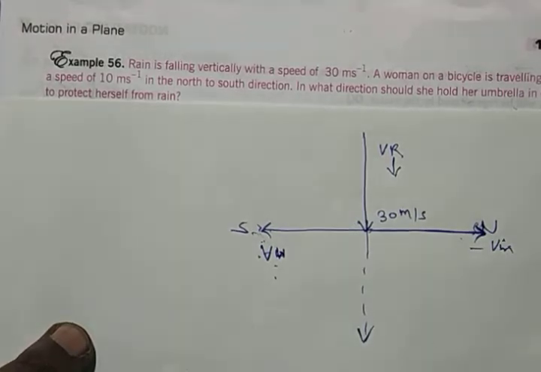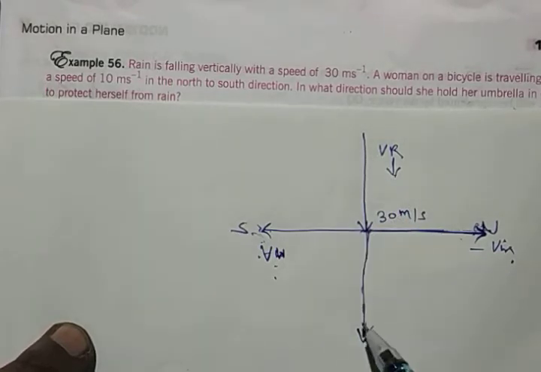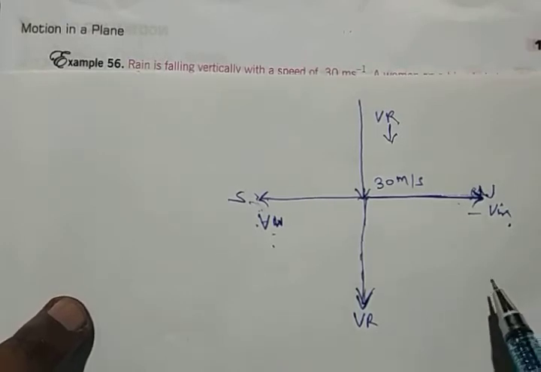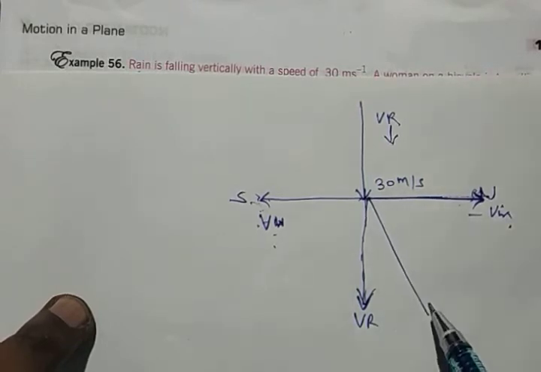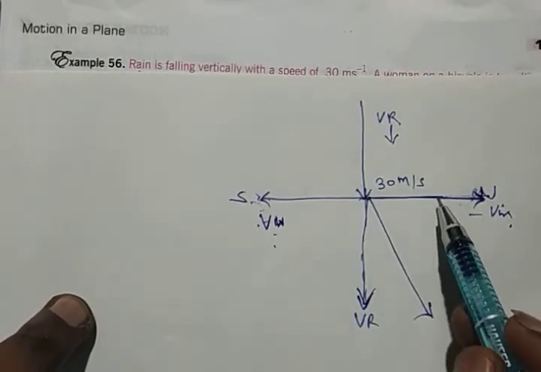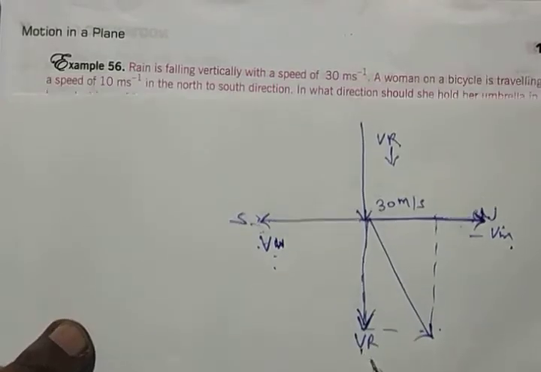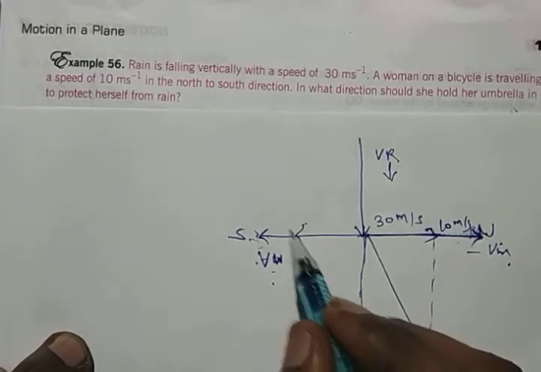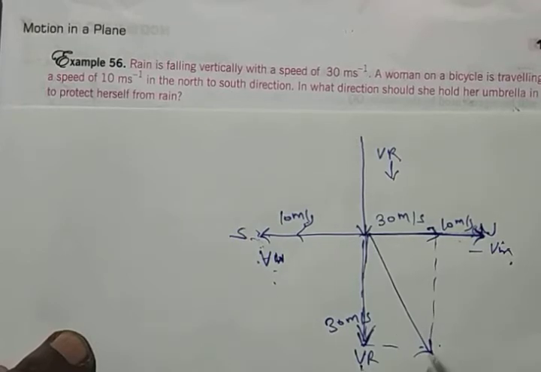So you've got only two things now. This is the velocity of the woman and this is the velocity of the rain, VR. If these two are there, then there will be a position where you need to see the resultant. This is 30 here and she is already heading on with 10 meters per second. So 30 meters per second, 10 meters per second.